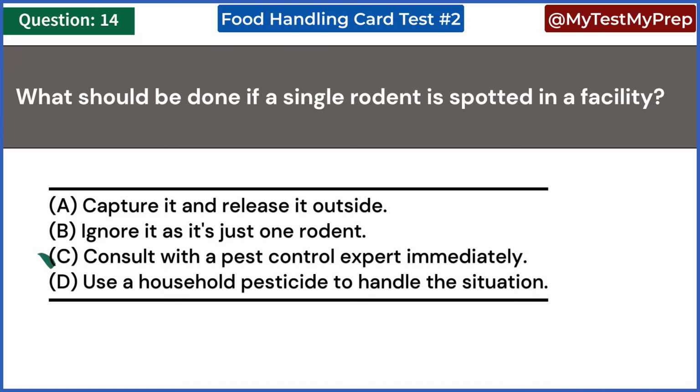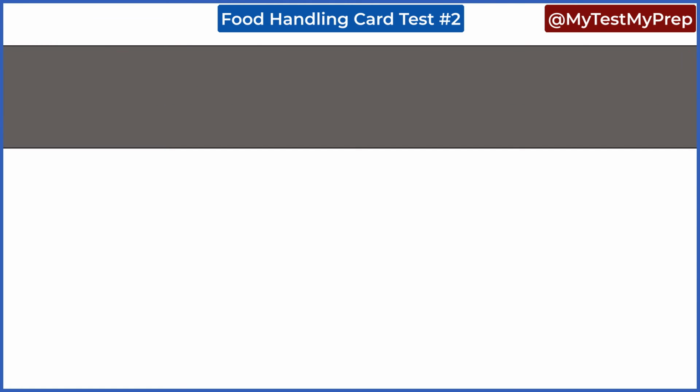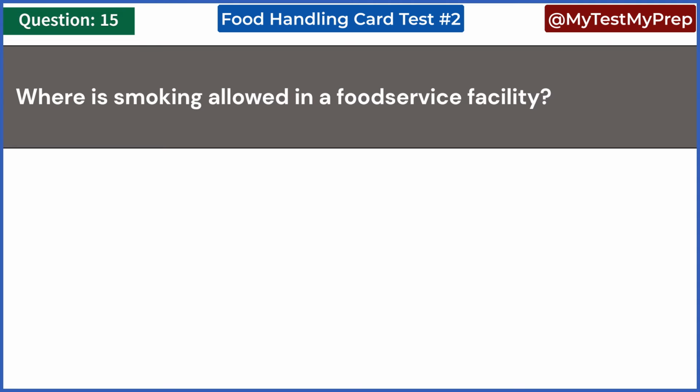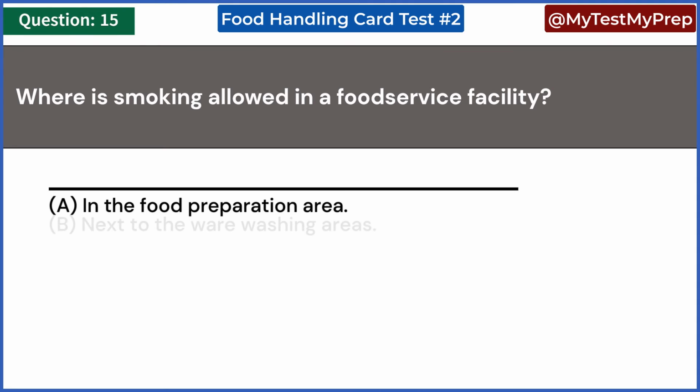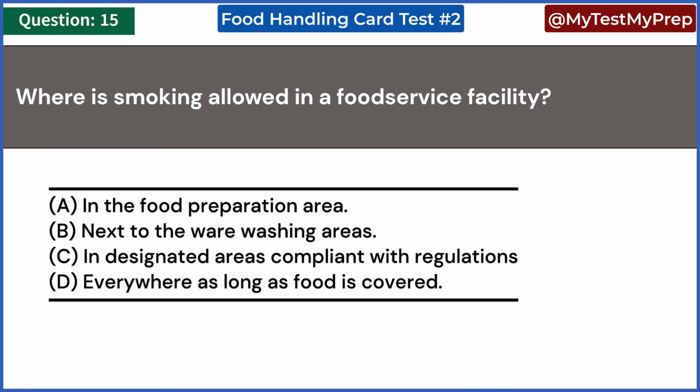Answer C. Consult with a pest control expert immediately. Where is smoking allowed in a food service facility? A. In the food preparation area. B. Next to the warewashing areas. C. In designated areas compliant with regulations. D. Everywhere as long as food is covered.